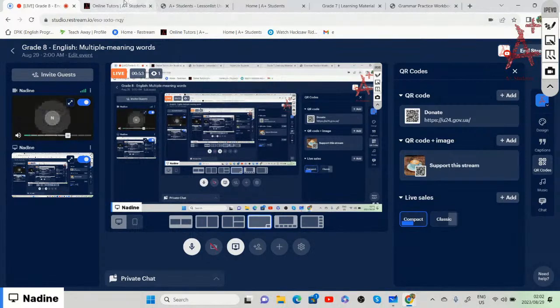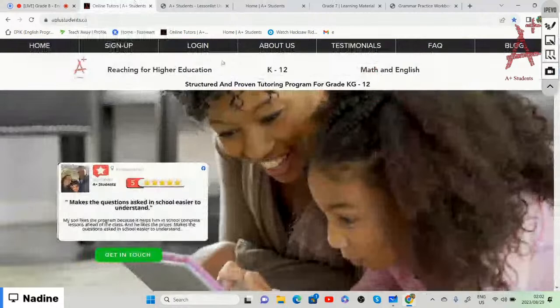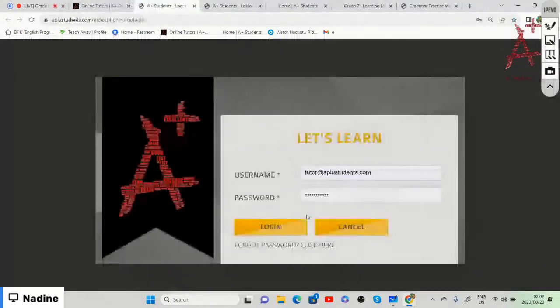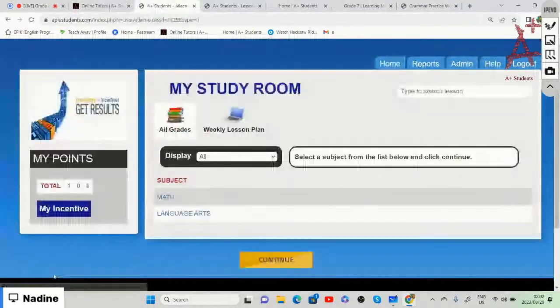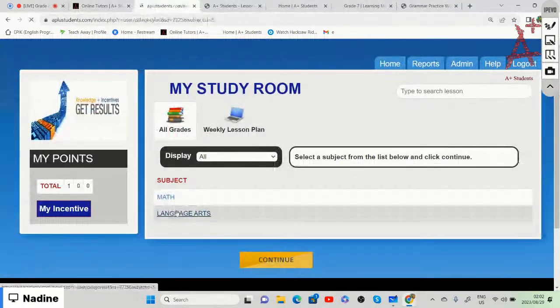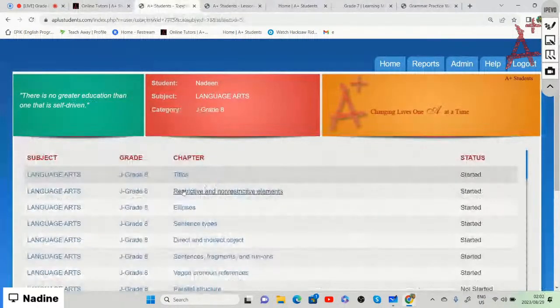All right, before we start, we're going to the aplusstudents.ca page. We're going to log in with our username as well as our password. Then we're going to select the subject of language arts, which is also English, grade 8. Our topic is multiple meaning words, so we are going to scroll down until we get to the chapter of multiple meaning words.